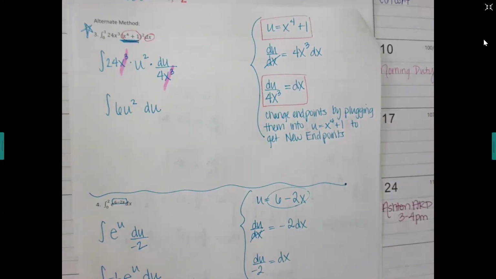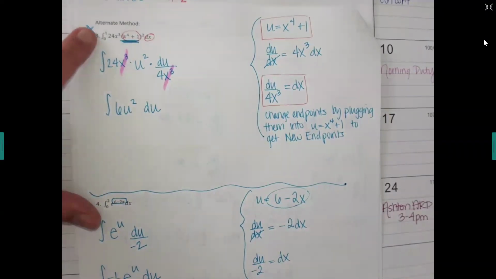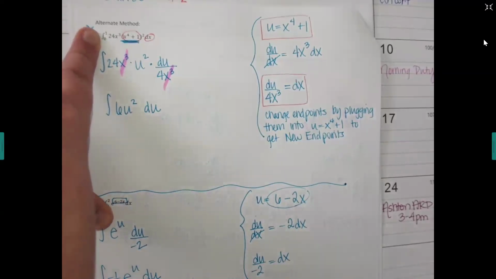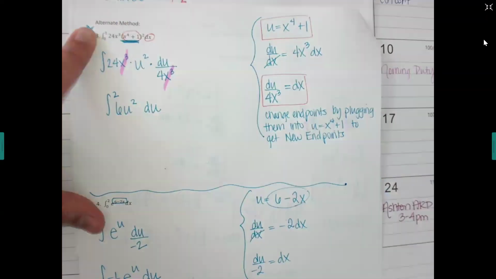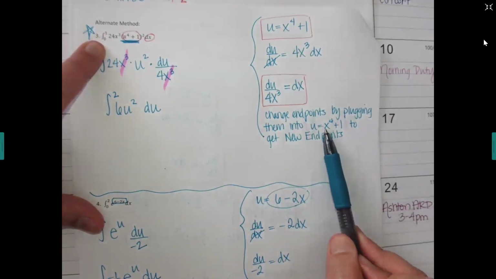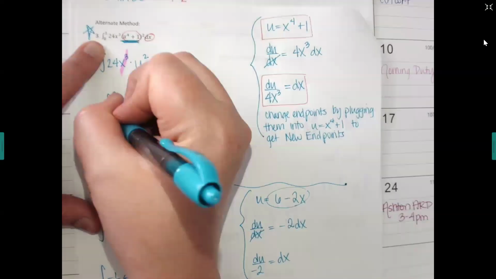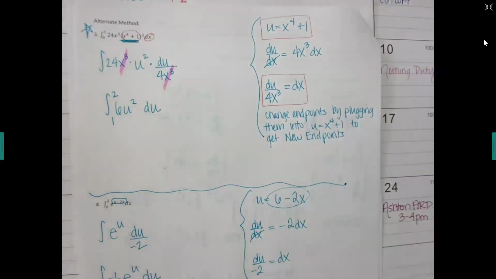So what was my original top endpoint? What number? It used to be a 1. Then I'm going to take that 1, plug it into this formula, and that's going to be my new top endpoint. So what is 1 to the 4th plus 1? The new top endpoint is a 2. And we're never going to go back to x. My original bottom endpoint was what number? A 0. Then what's 0 to the 4th plus 1? It'll be a 1.